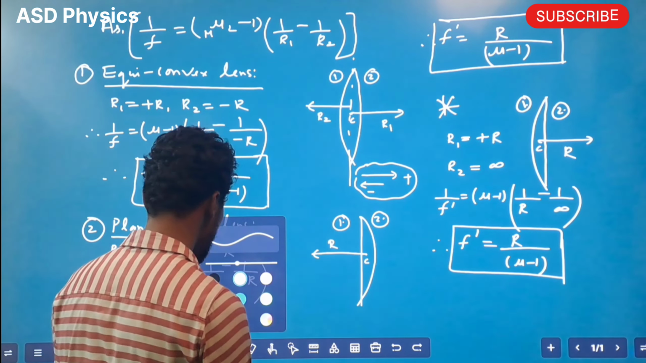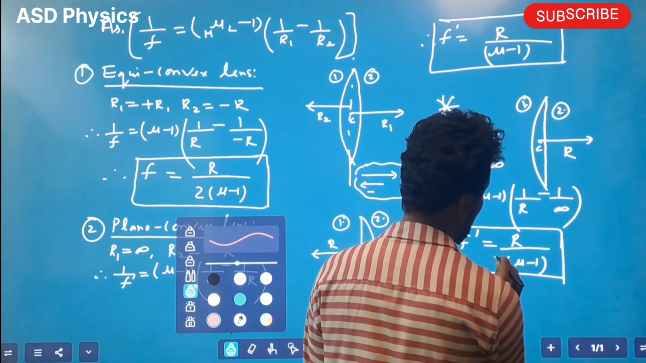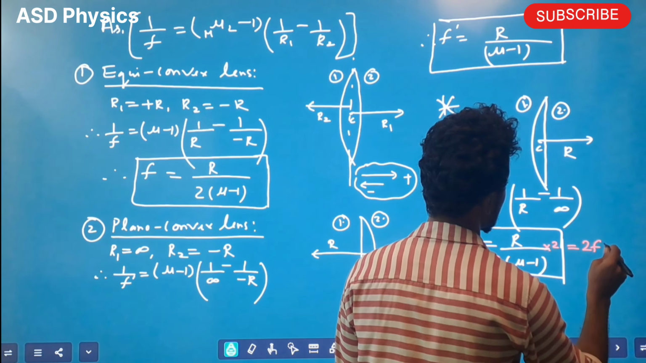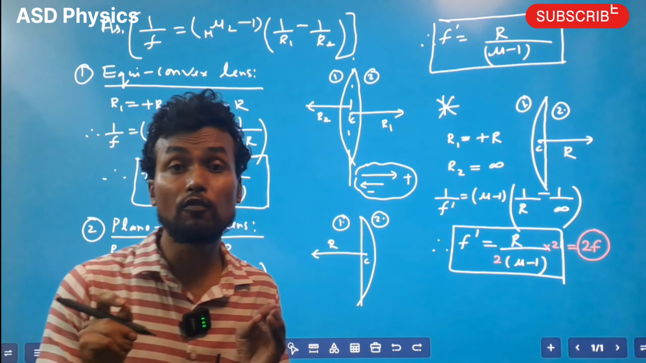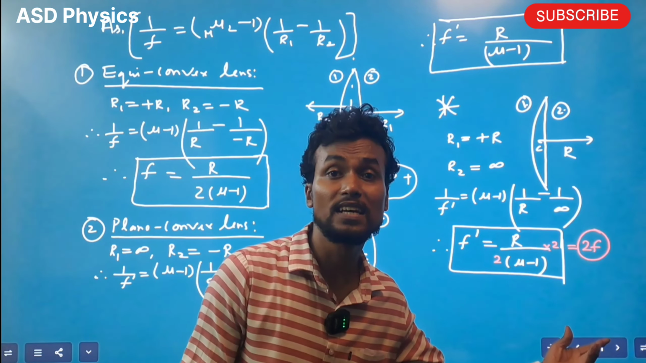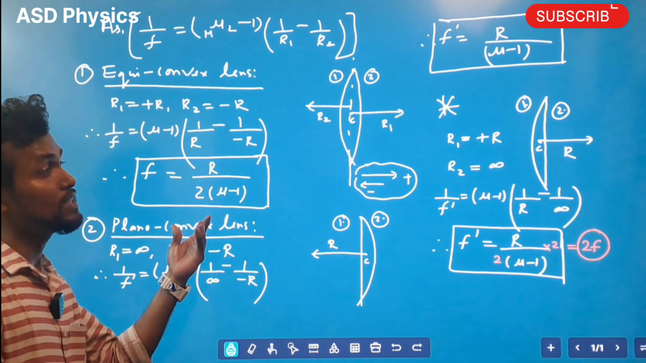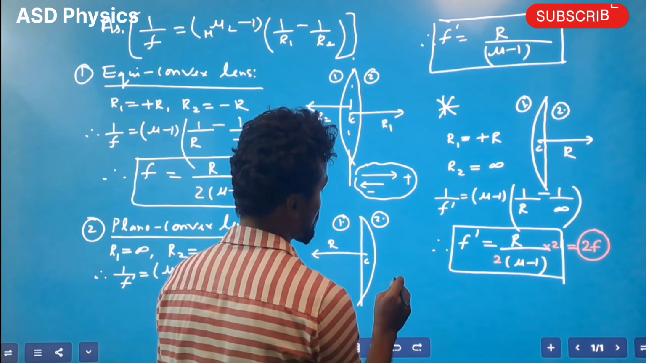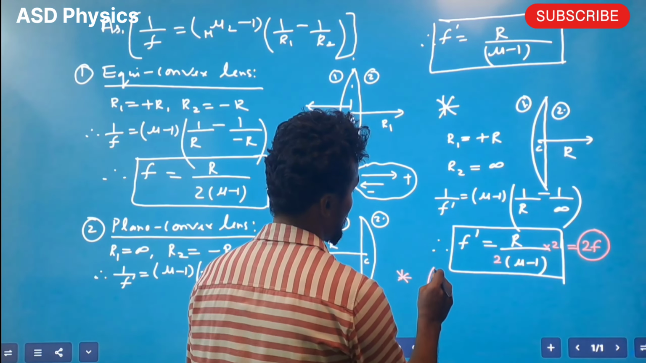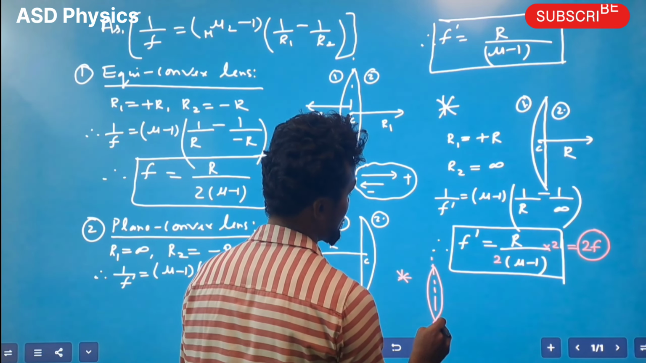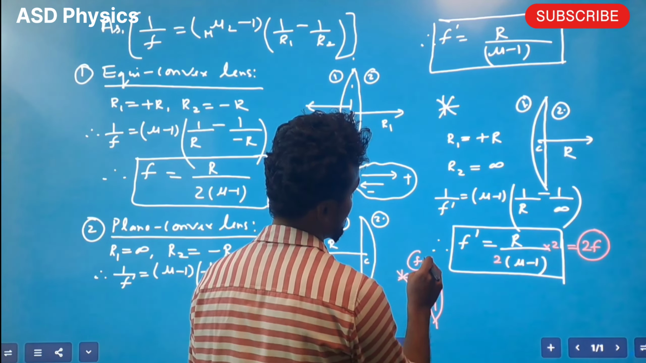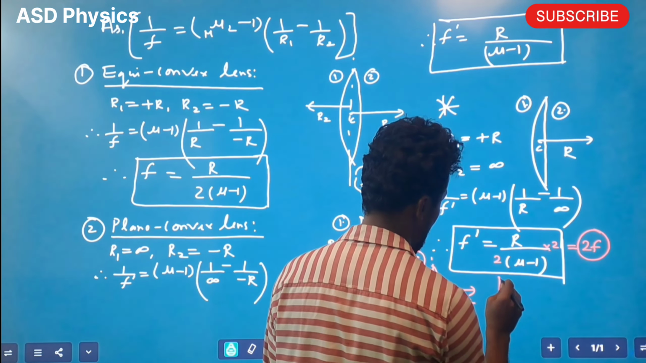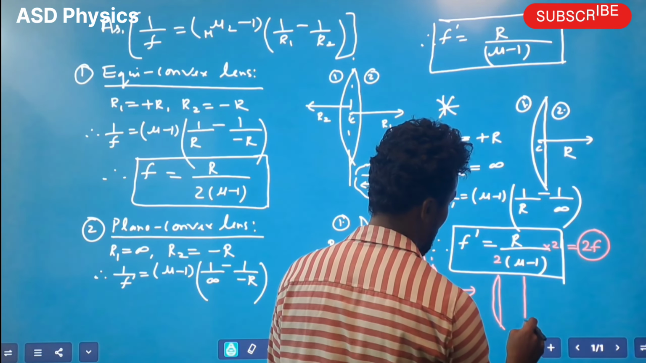So what we can do here, see please, I can divide with the 2 and I can multiply with the 2. So it can become here how much? 2f. So what we understood, the focal length of the plano-convex lens is twice the focal length of the equi-convex lens. Same concept we use for lens cutting also. In lens cutting, they will give one equi-convex lens, focal length is f. Now we are going to cut this lens into 2 parts. One part is this and one part is this.